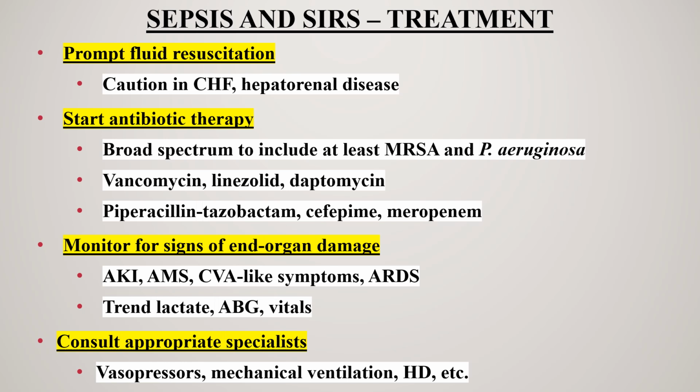And then you want to consult the appropriate specialist. If your patient has a worsening AKI and they become anuric, you may want to have nephrology there to facilitate dialysis. And critical care is also a specialty that's often consulted for these patients that are really sick because they may need vasopressors or need to be intubated and on mechanical ventilation. So overall, it's all about getting all of your specialists on board early in order to prevent deterioration in these patients because sepsis can go south quickly.